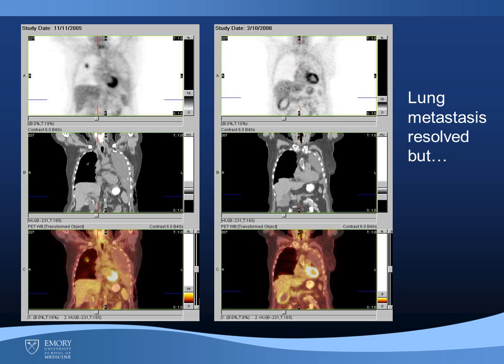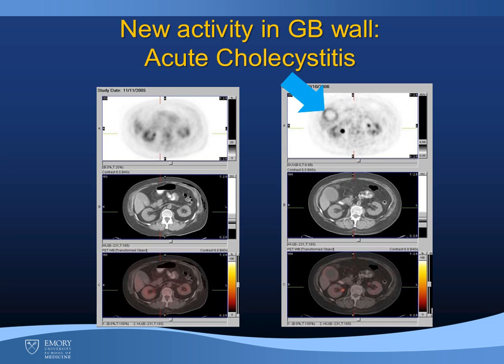But notice on the new PET that something else is up. Perhaps you're able to see that there is now uptake in the gallbladder wall. We could also see this uptake in the wall on the axial images. And indeed, this patient does have acute cholecystitis. We'll be talking more about this pattern later.